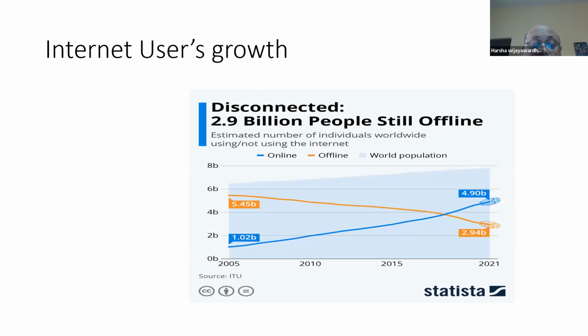The population has also grown at the same time. Now it's almost 8 billion. So you can see that about 2.9 billion people are still offline, but the point is it's going up. In fact, the numbers I have now are about 5.4 billion online, which you can't see here, so about 2.7 to 2.9 billion people are still offline.